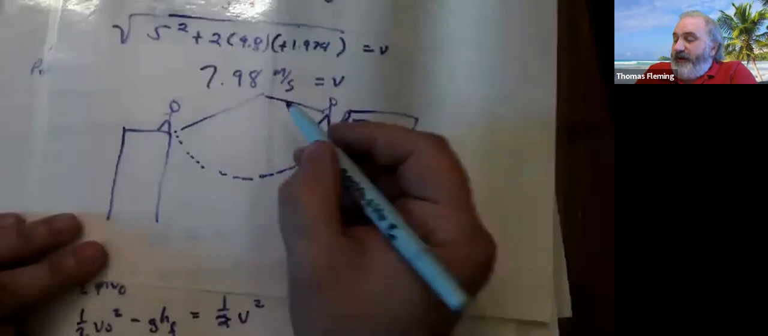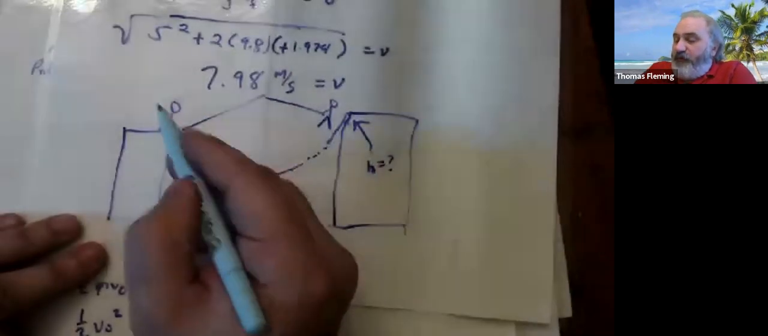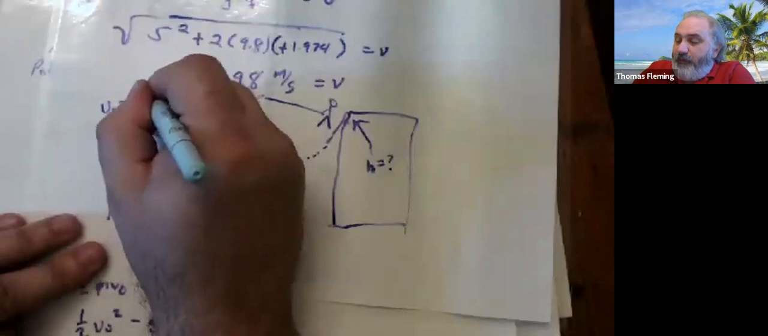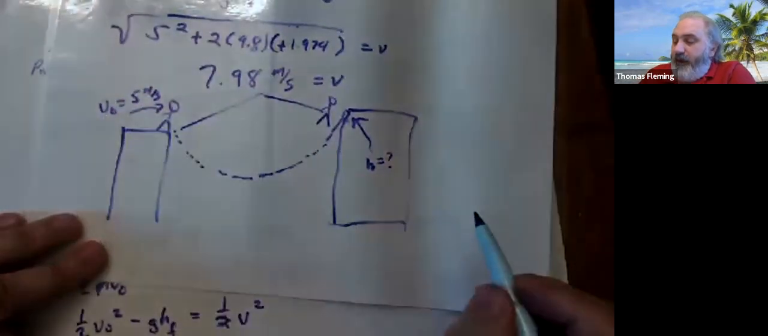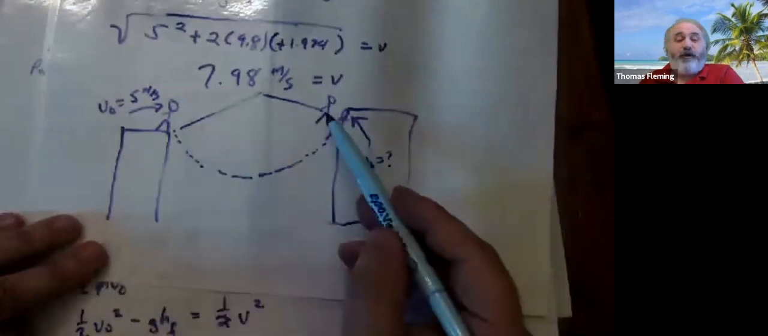Well, unfortunately, we don't know any of these angles anymore. That's kind of out of the question. However, we know that he started off over here with a velocity of 5, right? That was given in the original problem. And we could still use energy conservation because his energy before and after are going to have to be the same.